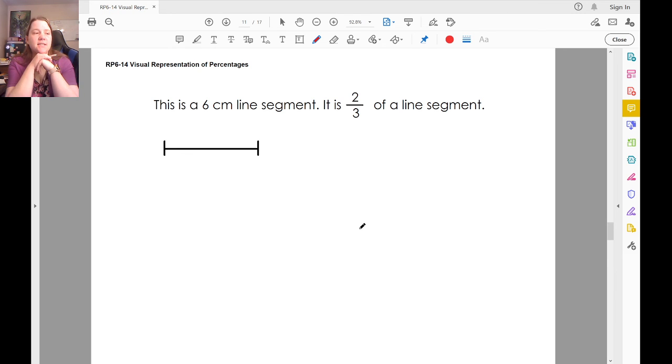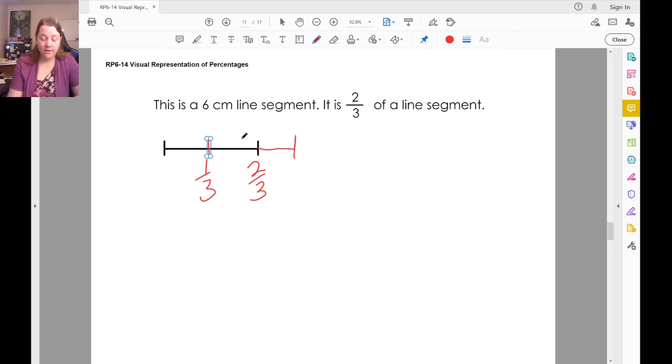What about this line segment? This is 2/3 of a line segment, which means there are 2 parts in here. Here is 1/3. Here is 2/3. So to make 3/3, we only need 1 more part. And it has to be where I separated it before. Line's not drawn to scale.